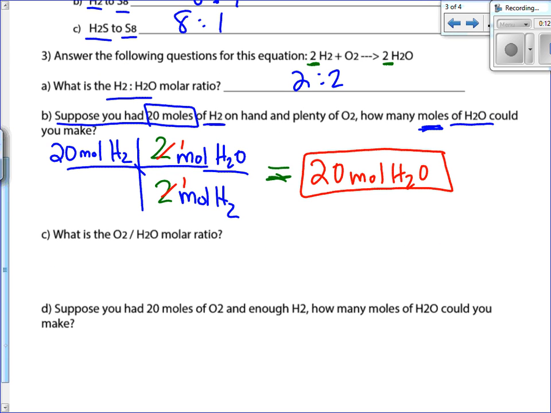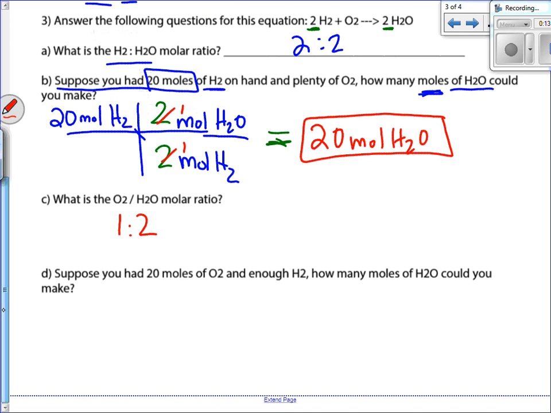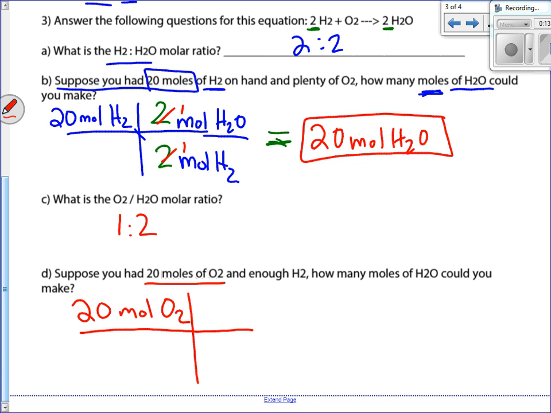What is the O2 to H2O molar ratio? 1 to 2. Good. Now, let's try that. If we had 20 moles of O2, how many moles of H2O could we make? So, we put our 20 moles O2 in the top corner, just like we always do. We drop down, like you said, diagonal down, those moles of O2.